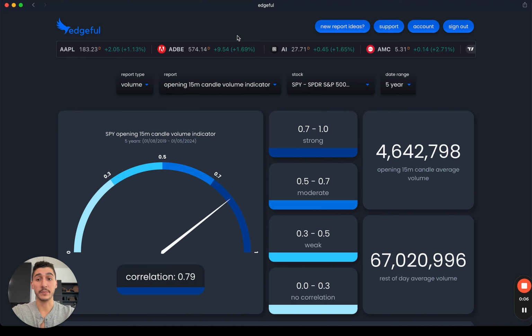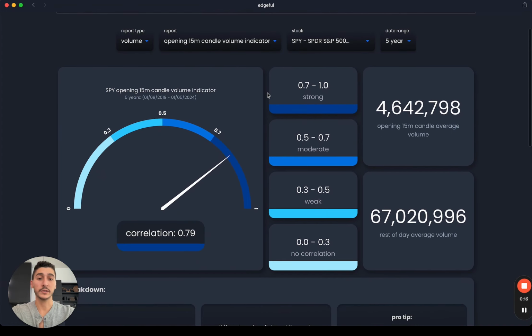In this video, I'm going to explain to you how to read this volume indicator report on the edgeful app. So what we're looking at here is SPY, and we're looking at the trailing 5 years, so January 2019 to January 2024. What this report measures is the volume in the first 15 minutes and how that correlates to the volume for the rest of the day. So here's the average volume for the first 15 minutes, and here is the average volume for the rest of the day.